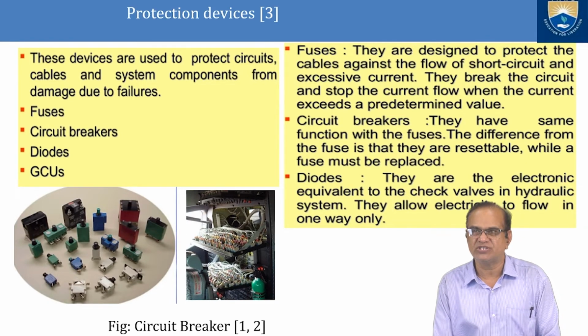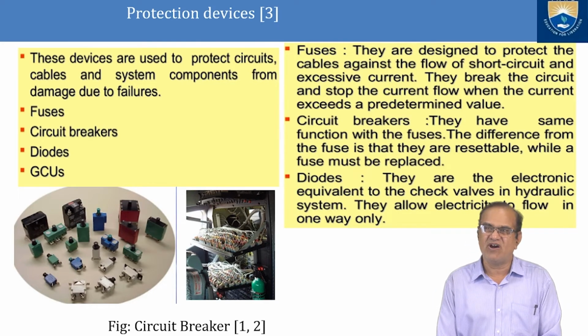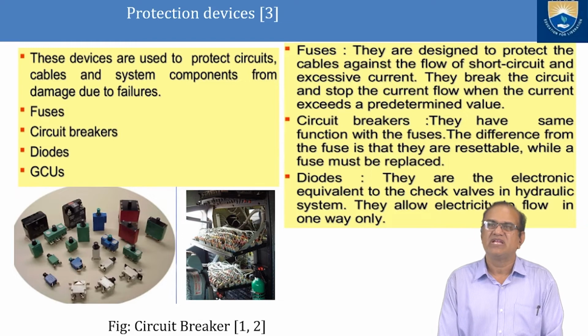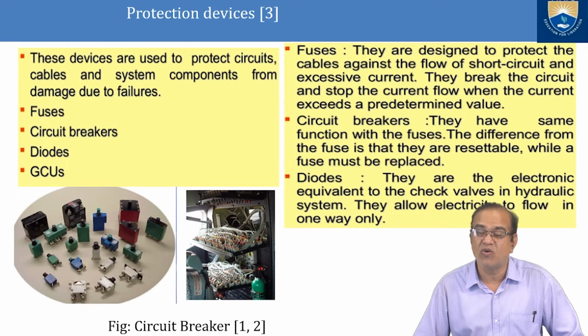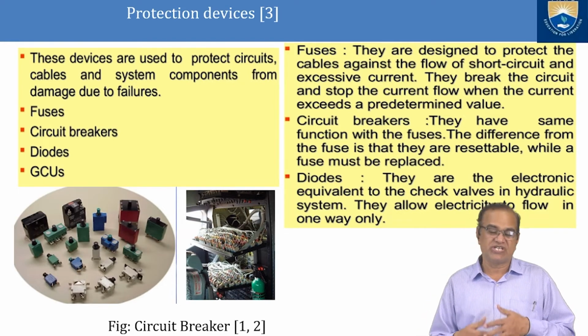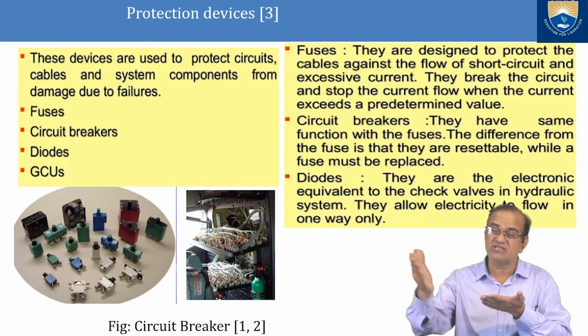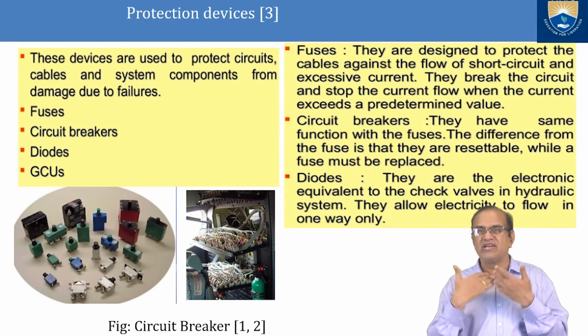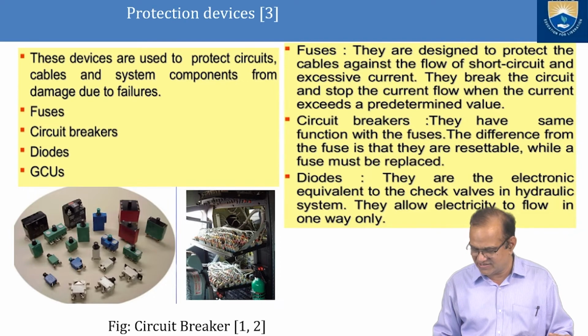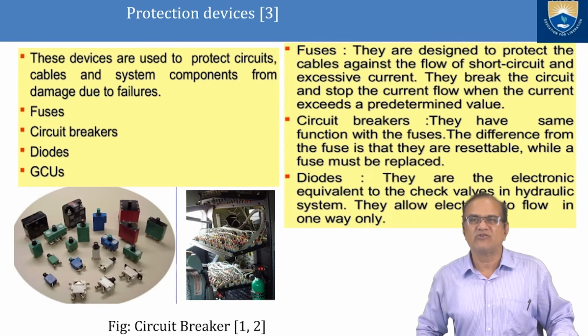Next we have the diodes. They are the electronic equivalent to the check valve in a hydraulic system. They allow electricity to flow in one way only. So these diodes are used to make sure that the current should not go back. It should go forward. So in these cases, only diodes are used.